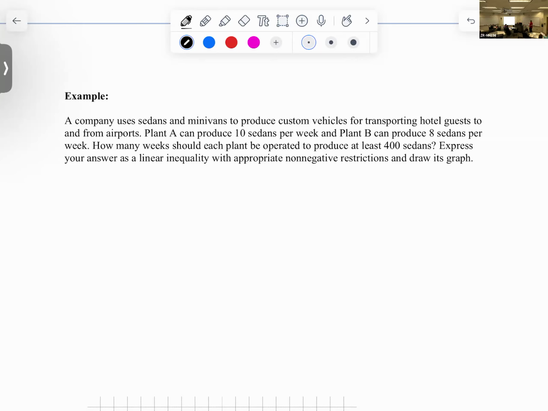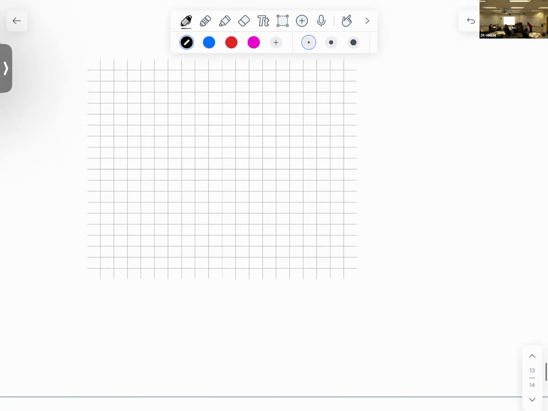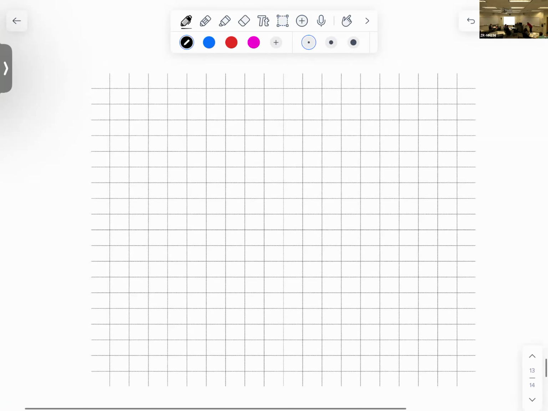So I added that, but initially you should always be able to do this on your own. Non-negative restrictions. All right, so we're talking about sedans and weeks. Can either of those be negative? No. So by definition, I know that I'm in the first quadrant. So I can draw that on my graph without even having to read anything else.